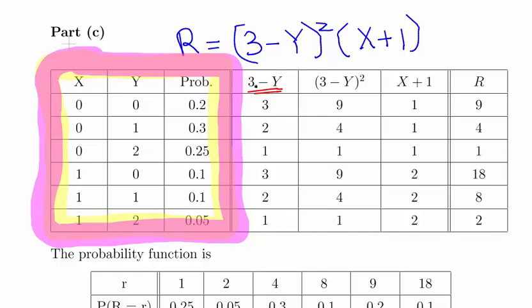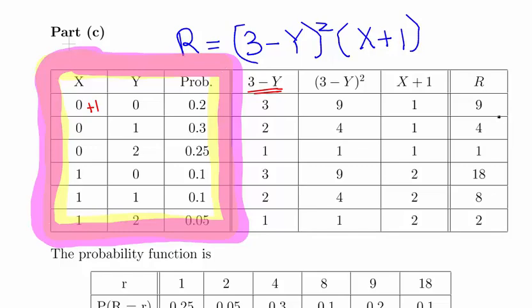So what I'm doing here is 3 minus y, which is 3 minus 0, 3 minus 1 gives us 2, 3 minus 2 gives us 1, and so on. So 3 minus y would be 3, 2, 1 and 3, 2, 1. When we square that, we get 9, 4, 1 and 9, 4, 1. X plus 1 is simply this value plus 1 the whole way through, so you've got 1 and 2. When we multiply it out, the possible outcomes for R are 9, 4, 1, 18, 8, and 2. So there are six individual possible outcomes for R.